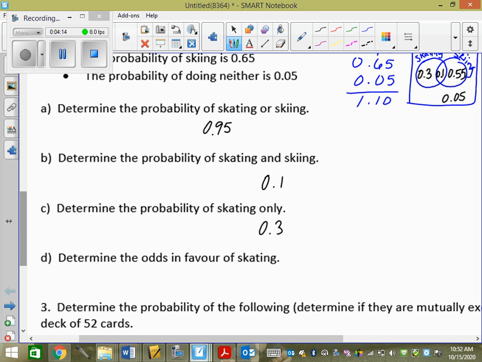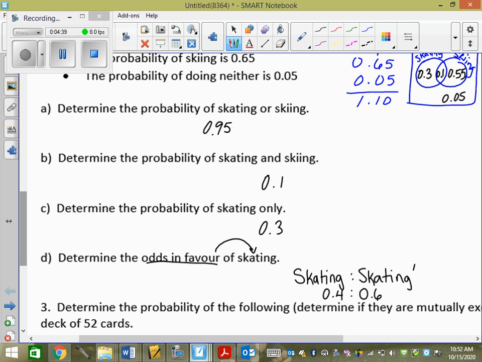0.3. Odds in favor, so whatever comes after comes first. Odds in favor of skating. So skating comes first. And not skating comes second. How many are skating? 0.4. And then not skating? 0.6. Which they could write it like that.